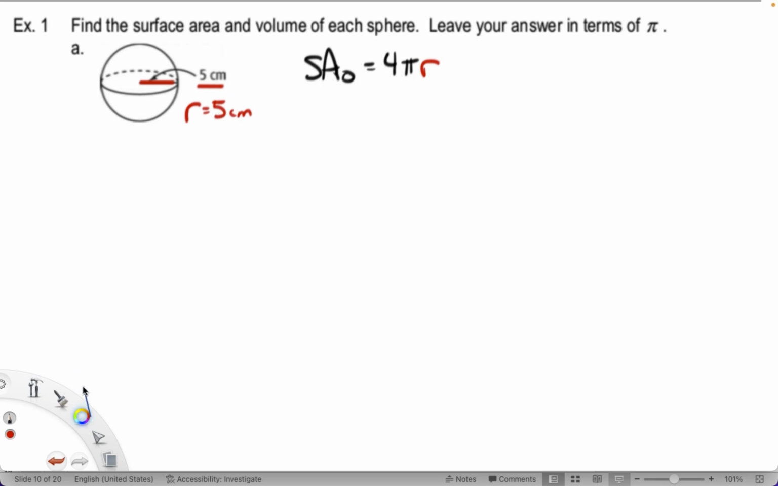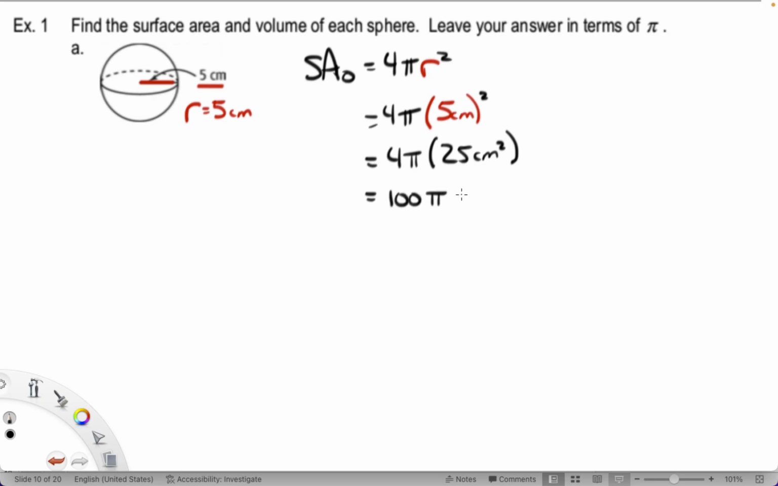Four pi r squared. So that's just going to equal 4 pi times 5 centimeters squared. So that would equal 4 pi times 25 square centimeters. So that would equal 100 pi square centimeters. So that's our surface area.